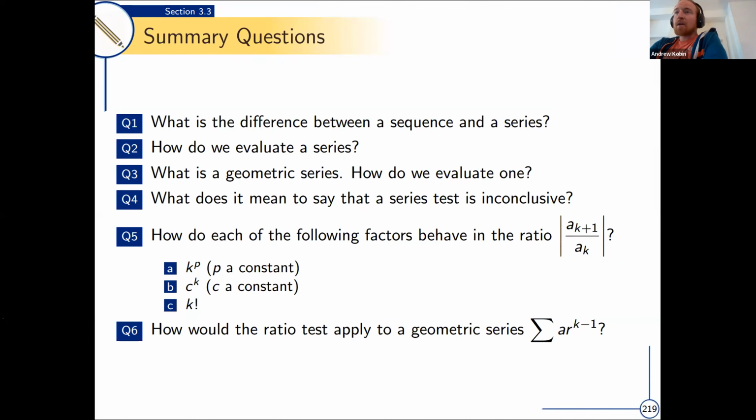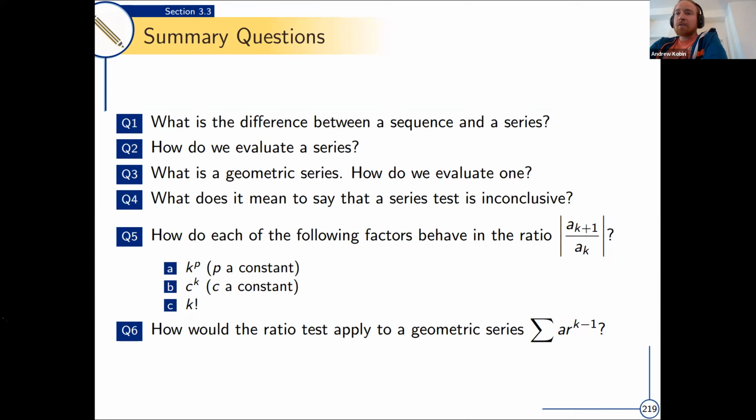To summarize, I want you to think about the following questions on your own. What is the difference between a sequence and a series? More specifically, what types of sequences are used to evaluate infinite series problems? Next, what is a geometric series and how do we evaluate one? What is the geometric series test, if you can write it out on your own? What does it mean to say that a series test is inconclusive? We have examples of inconclusive tests, but what does it really mean when those tests don't tell you anything?